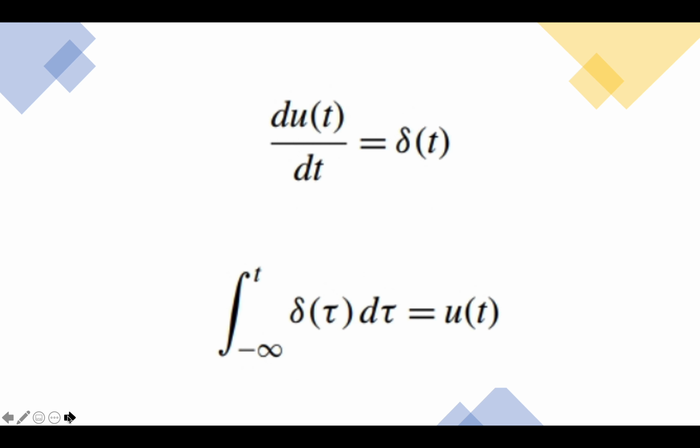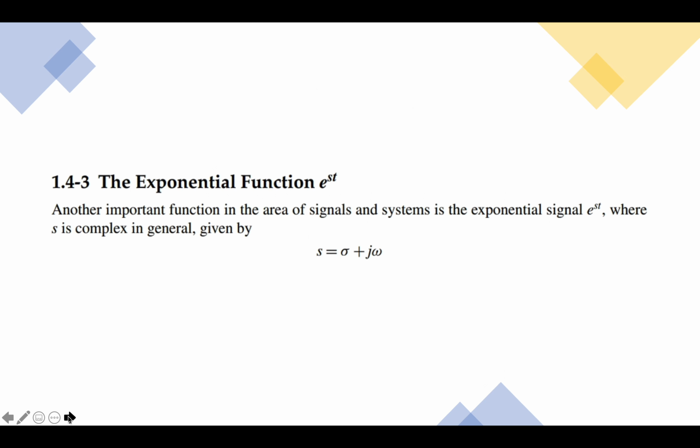Another useful thing is that if you integrate from negative infinity to t, so if you have a definite integral of the impulse function delta of tau d tau, you end up getting the step function. So under integration, the impulse function produces the step. Hence, conversely, the impulse function is the time derivative of the step function. So the impulse function and step function are both very important functions, used a lot to represent things mathematically.